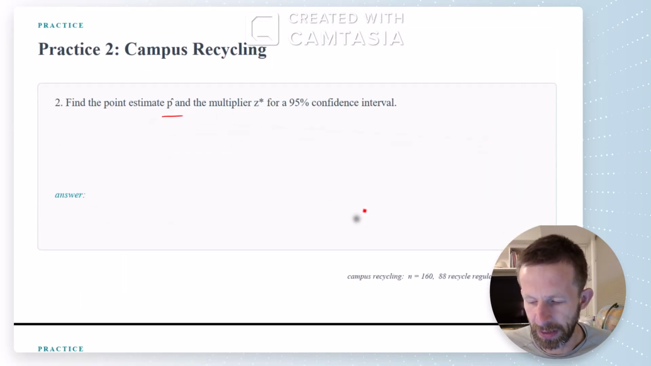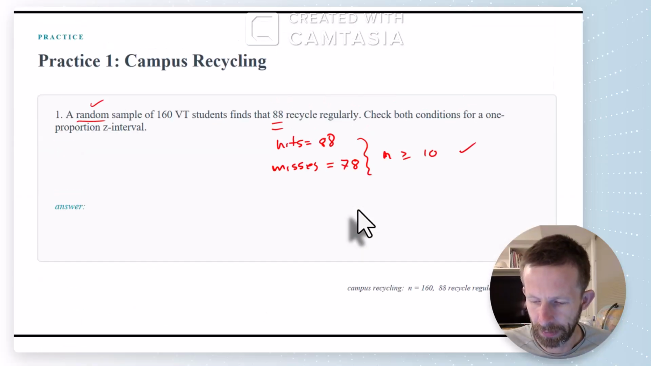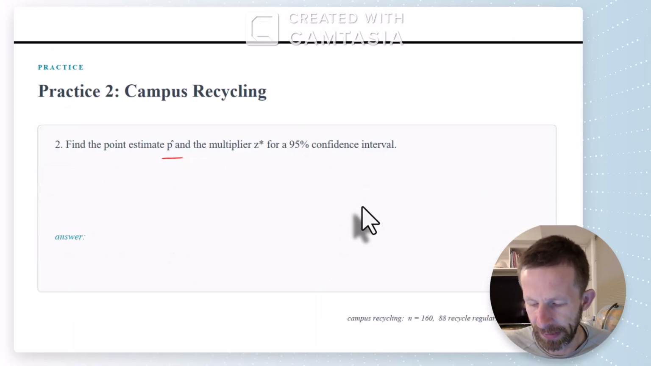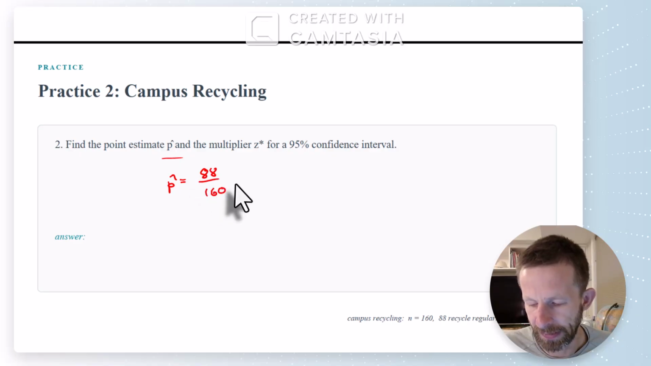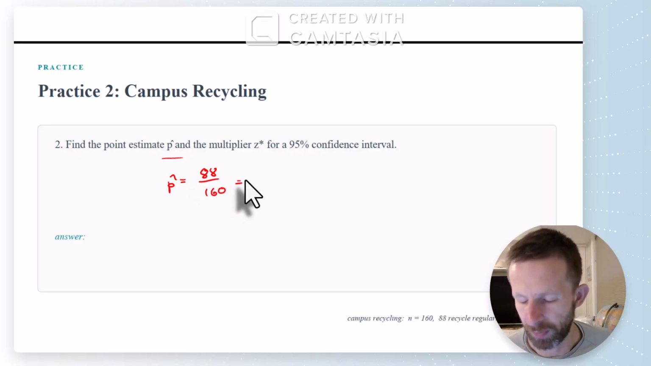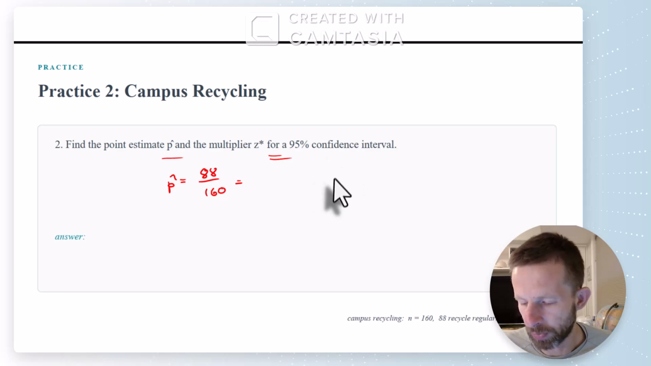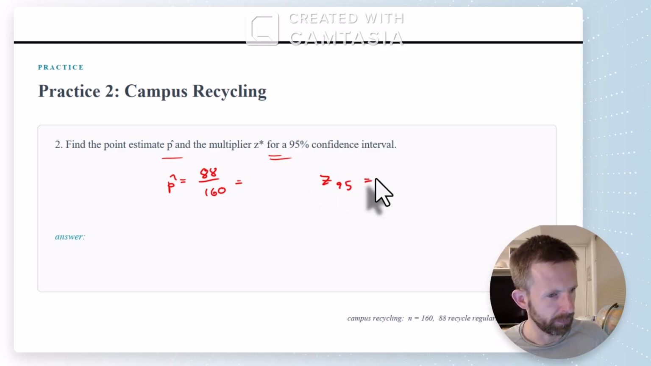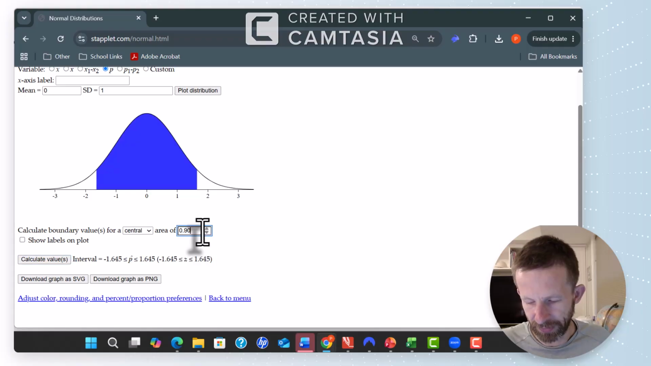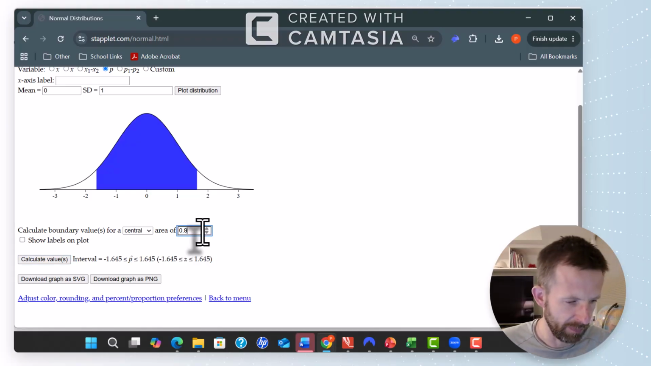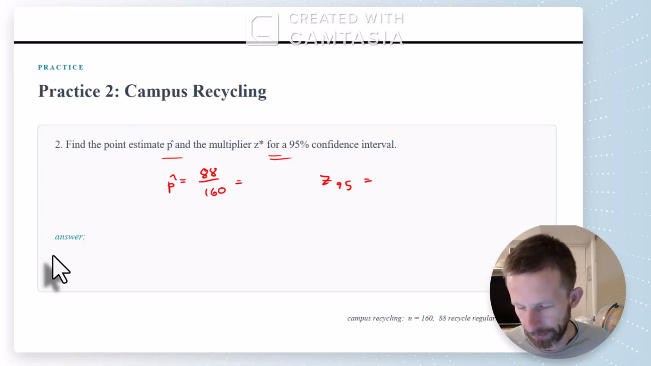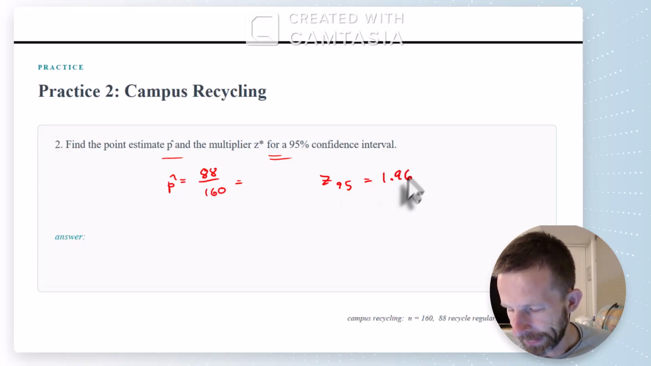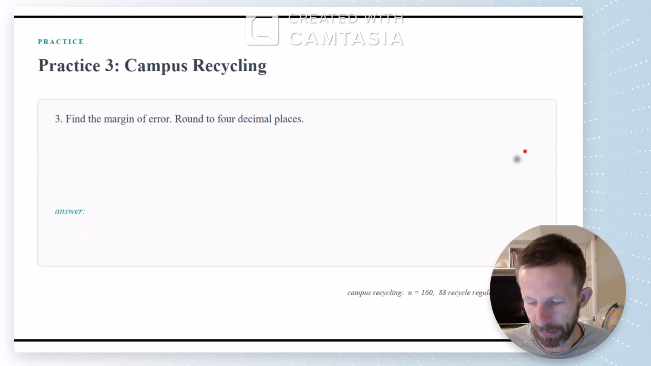I want to find the p hat, which would be 88 over 160. So p hat is 88 over 160, whatever that is to 3 decimal places. My multiplier, z star for 95%. I want a central area of 95%. I think it was 1.96. It is. So 1.96. Find the margin of error.